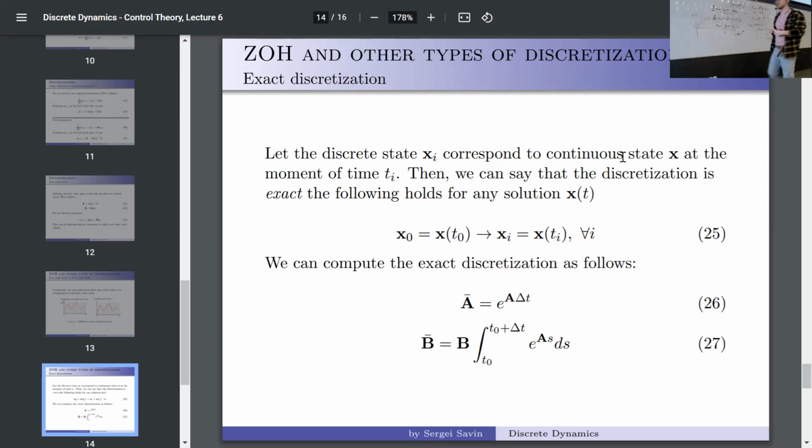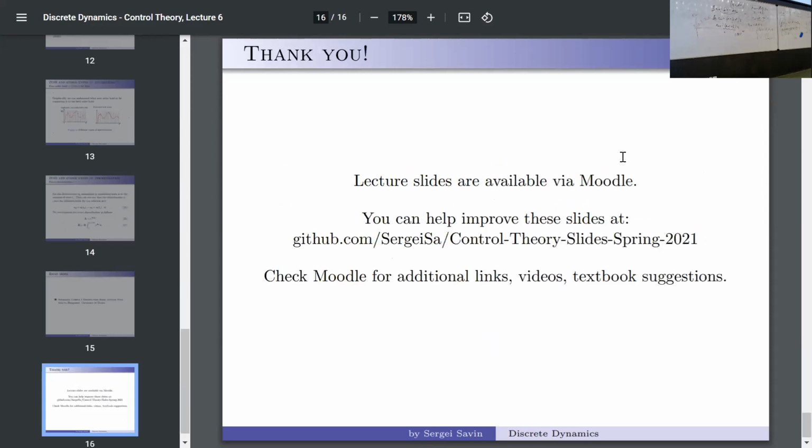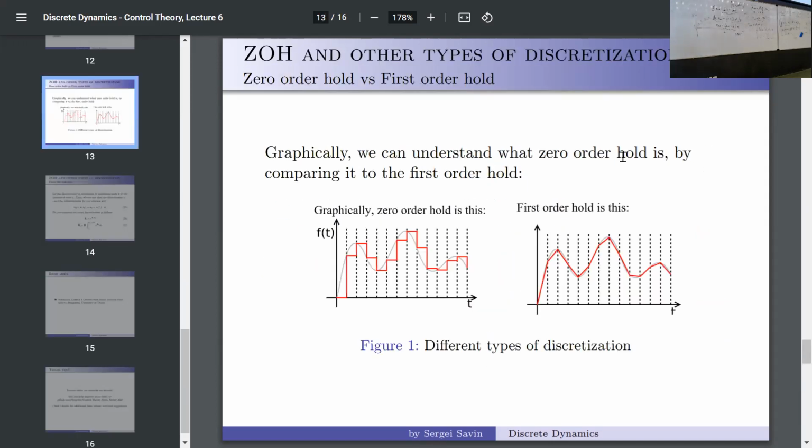All right, that is it for the content, I think. Let me just double check. Yeah, here are the suggestions for what to read. And that's it. Do we have any questions before we go to the break and start the tutorial?